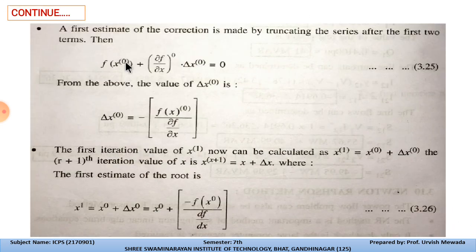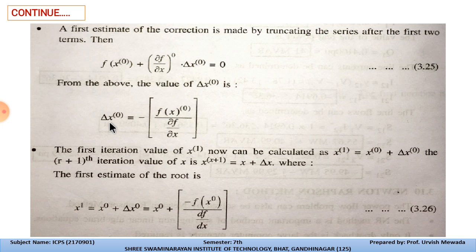By putting x equal to x raised to 0, we can find the solution of the respective iterations. Now the first estimate of the correction is made by truncating the series after the first two terms, so the function is f of x raised to 0 plus del f by del x raised to 0 into delta x raised to 0. This is the first function that we take to determine the solution. From the above equation, the value of delta x raised to 0 can be determined as f of x raised to 0 divided by del f by del x.